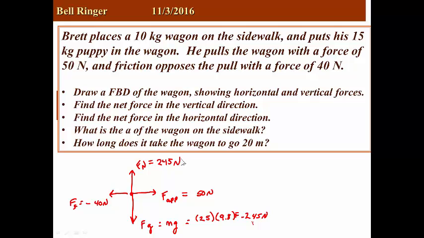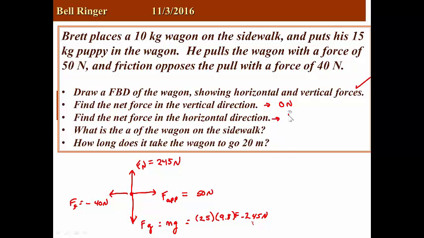Okay? So now we draw the free body diagram showing vertical. Find the net force in the vertical direction. We already did. We talked through it. So we said that that was equal to 0 newtons. Find the net force in the horizontal direction.